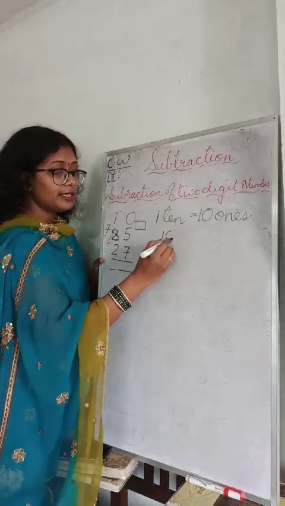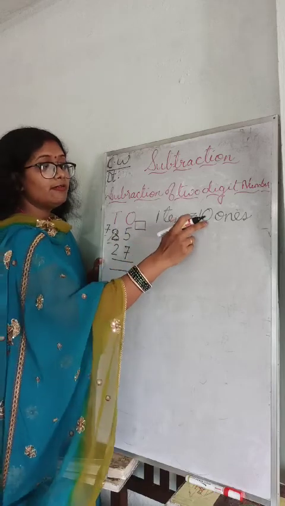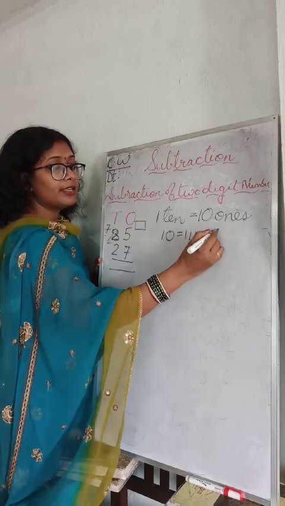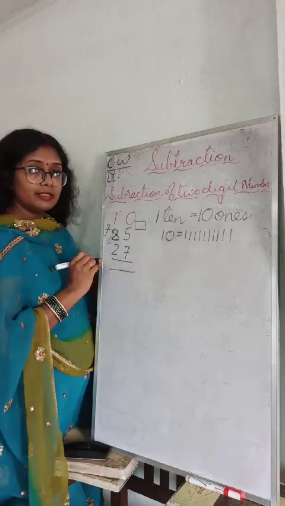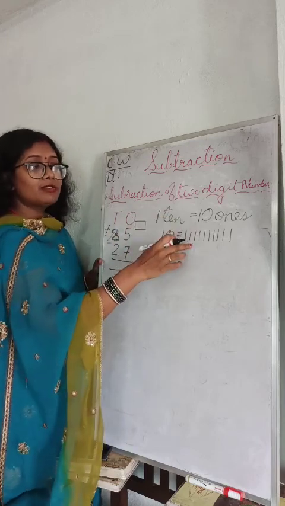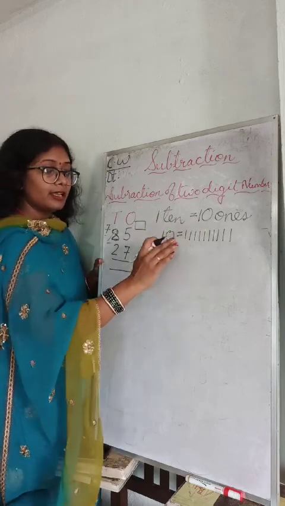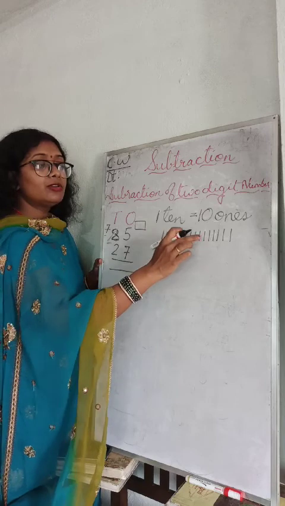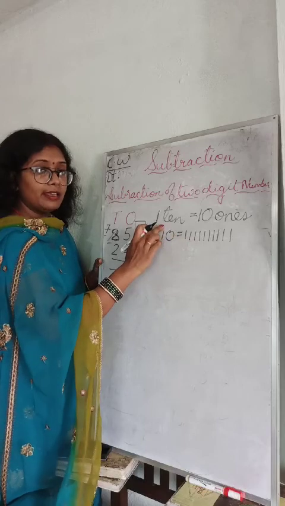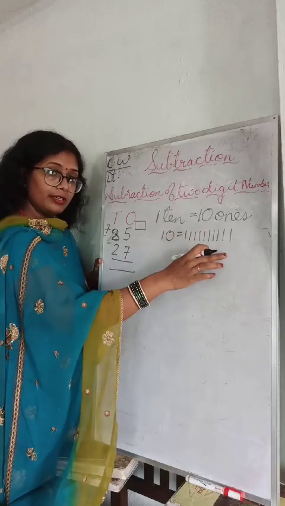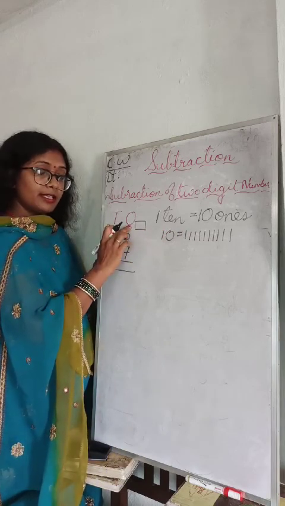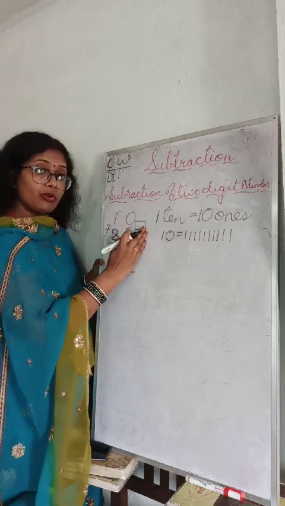1 ten को हम ऐसे भी लिख सकते हैं. 1 ten मतलब 10. 10 ones मतलब क्या होता है? 1 2 3 4 5 6 7 8 9 10. 10 ones is this. 10 ones means 10 lines. 10 ones means 1 ten is equal to 10 ones. एक ten कितने ones के बराबर होता है? एक ten 10 ones के बराबर होता है. Okay, we have taken 10 ones. हमने यहाँ पे 1 ten लिया. इसका मतलब 10 ones हमने बोरो कर लिया है.